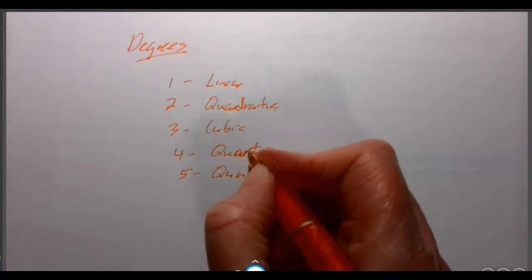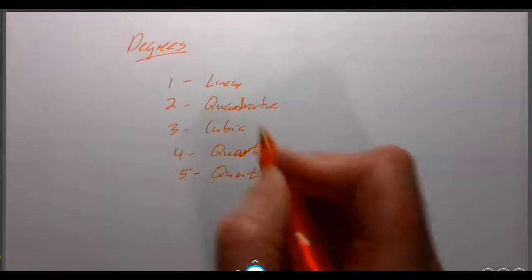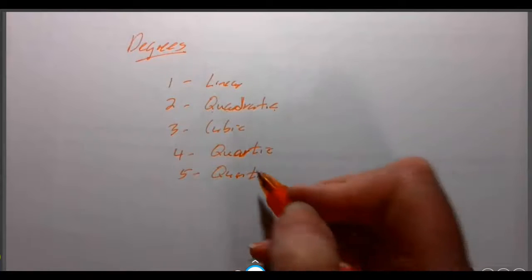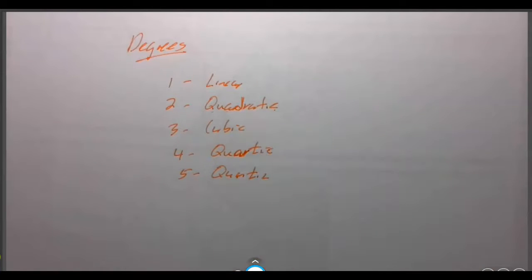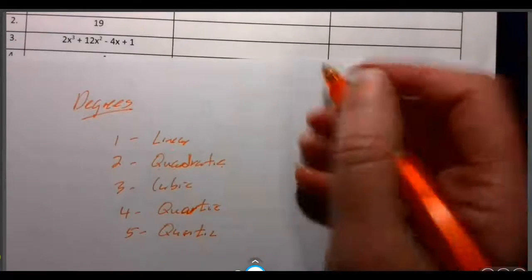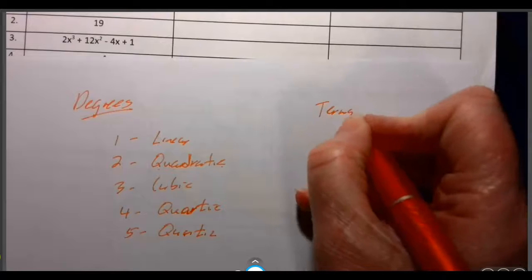Again, the only one that's kind of weird is this quadratic and this quartic. It seems like a quad would be a 4, but a quartic, think 4 quarters in a dollar. So it's a quartic for a power of 4. The other one is to name it by the number of terms. Number of terms, not too many.